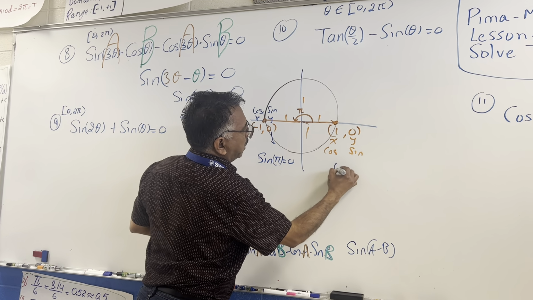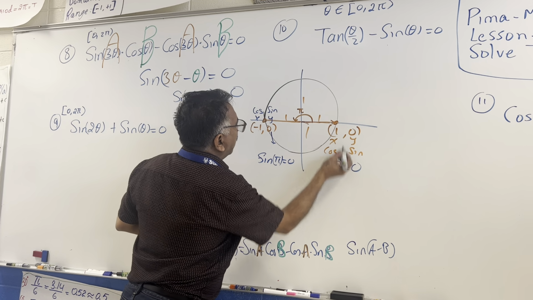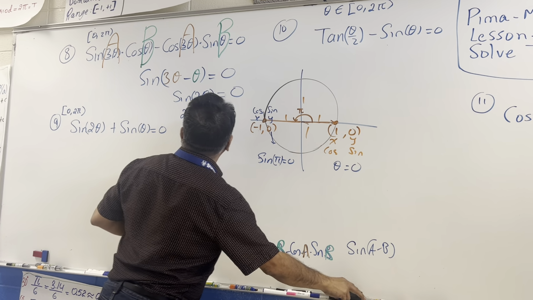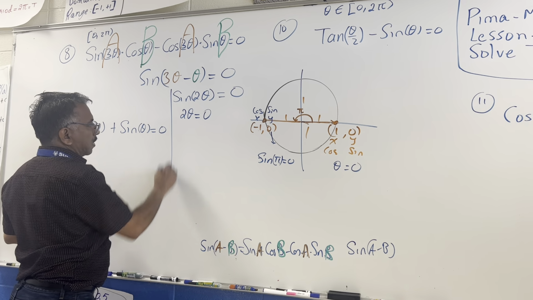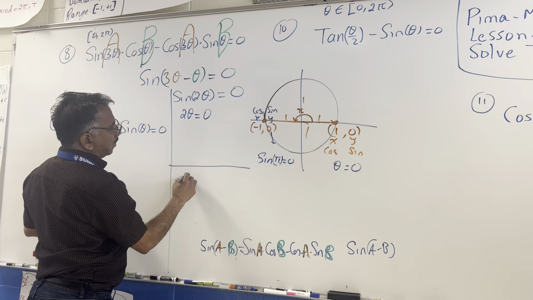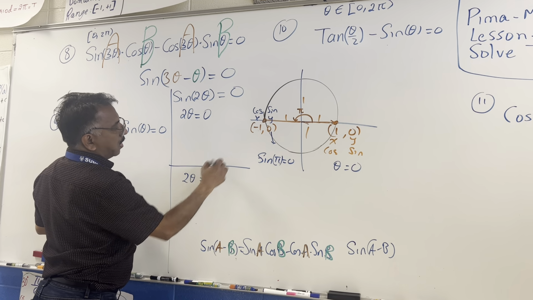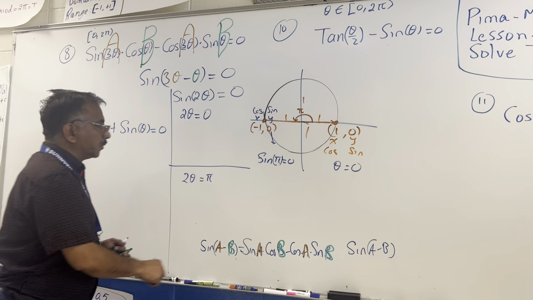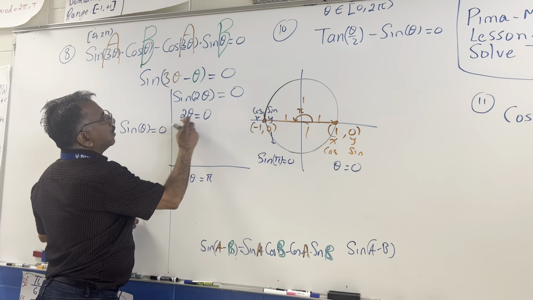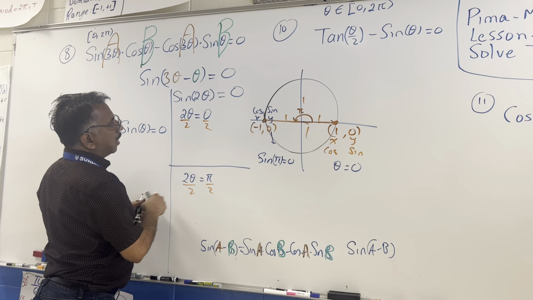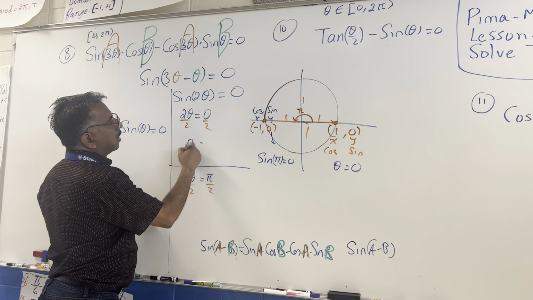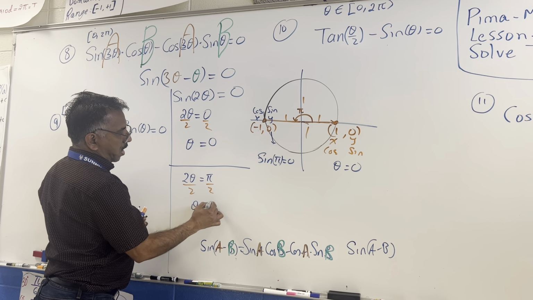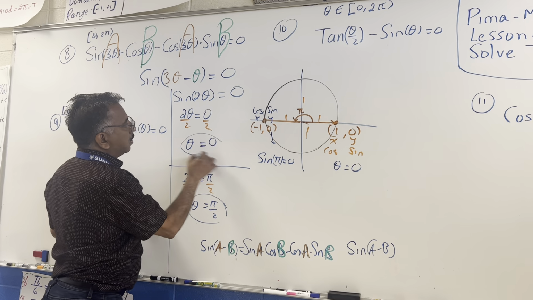So here theta is 0, and also this side theta equals 0, and also, okay, that's one thing, and also 2 theta is the pi, so pi also, and then you can just divide by 2, and you get theta equals 0, and theta equals pi by 2. So those are the answers.